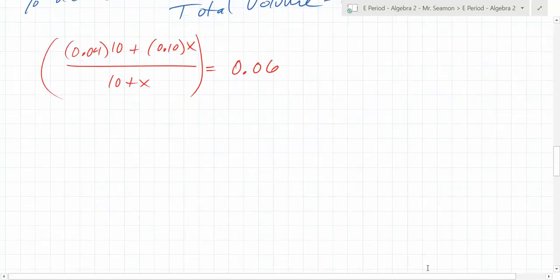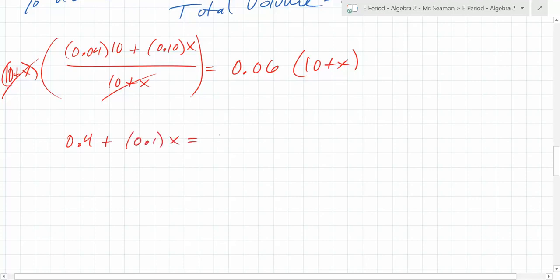Try solving it. What do you do first? What should I multiply both sides by? Not just 10. 10 plus x. Please multiply both sides by 10 plus x. Because if you do that, what happens to the denominator on the left? It goes away. So you end up with, what's 0.04 times 10? So you end up with 0.4 plus 0.1x is equal to 0.06 times 10 plus x.